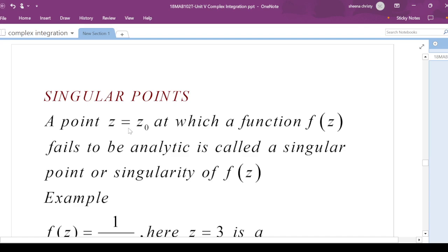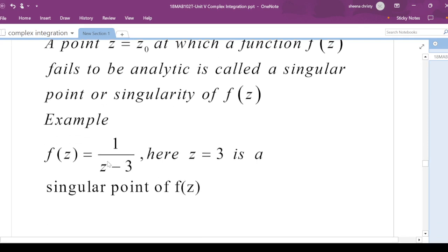A singular point is a point z equal to z0 at which the function f of z fails to be analytic, or the derivative of the function does not exist. For example, f of z equal to 1 by z minus 3. Here z equal to 3 is a singular point of f of z. By putting z equal to 3 here, 1 by 0, this gives you infinity.